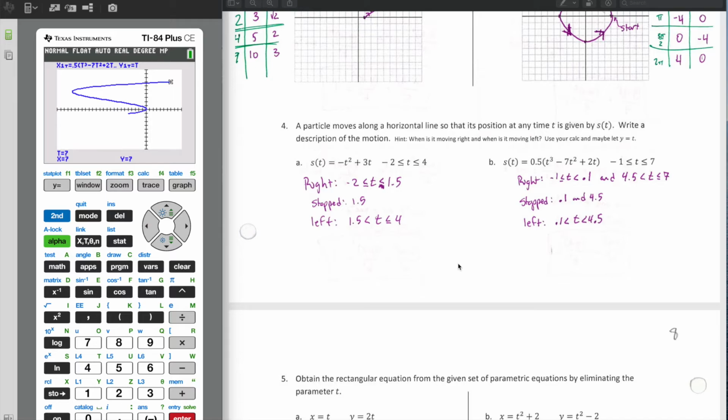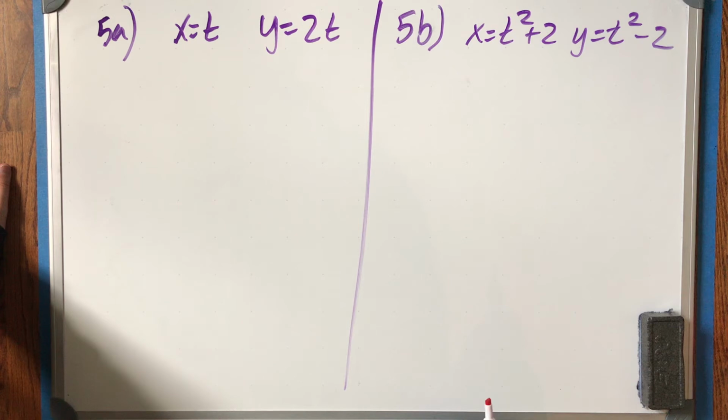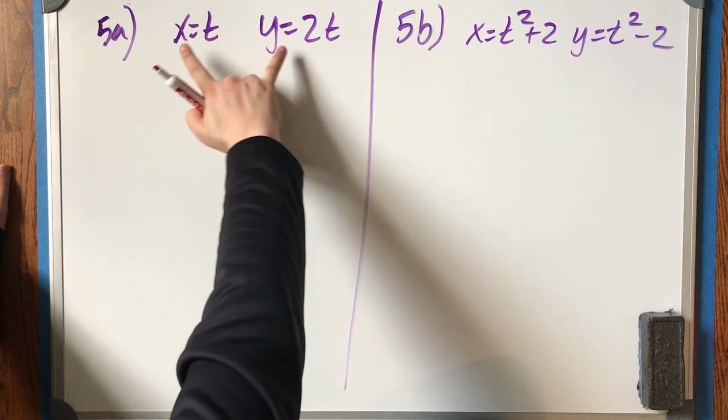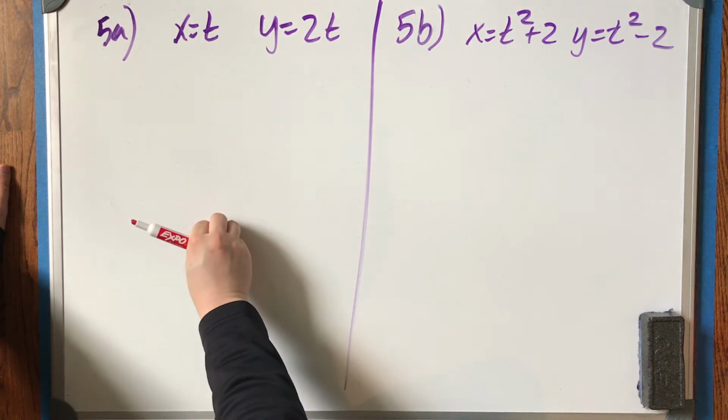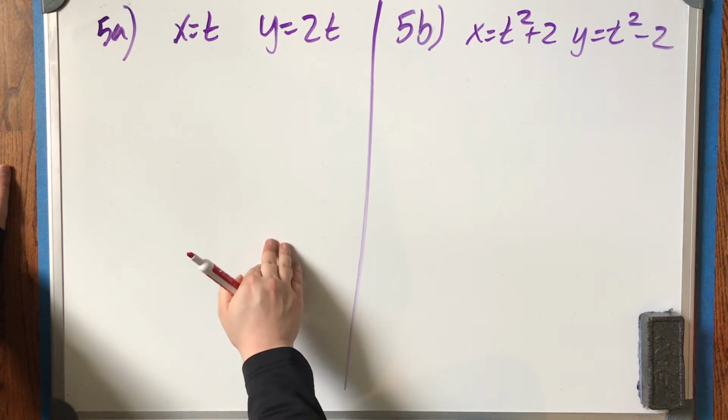There you go. Ooh, back to the normal whiteboard now. We have 5a. We're trying to eliminate the parameter, which remember means that we're trying to go from 2 equations down to a single equation that has no t-values left. So just one equation that has just x's and y's.